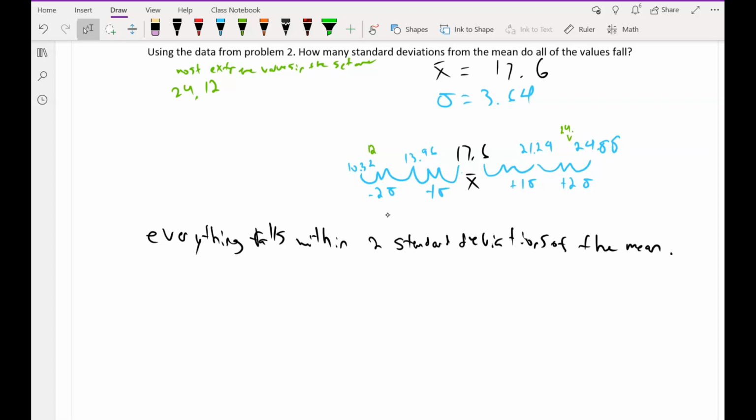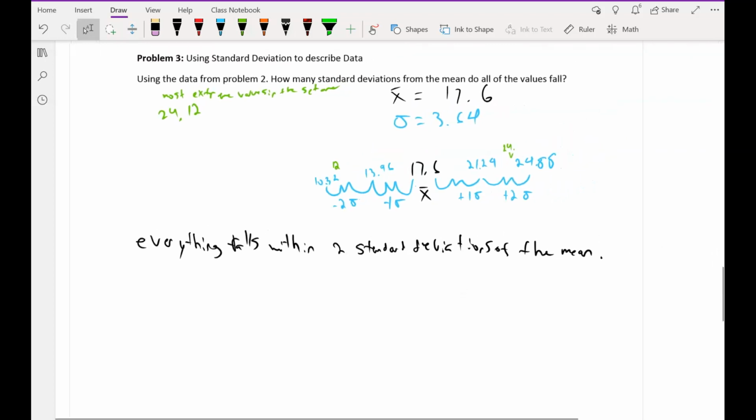Okay, so that's all we're going to cover today. We're going to use the standard deviation a lot more when we talk about normal distributions and things of that nature.